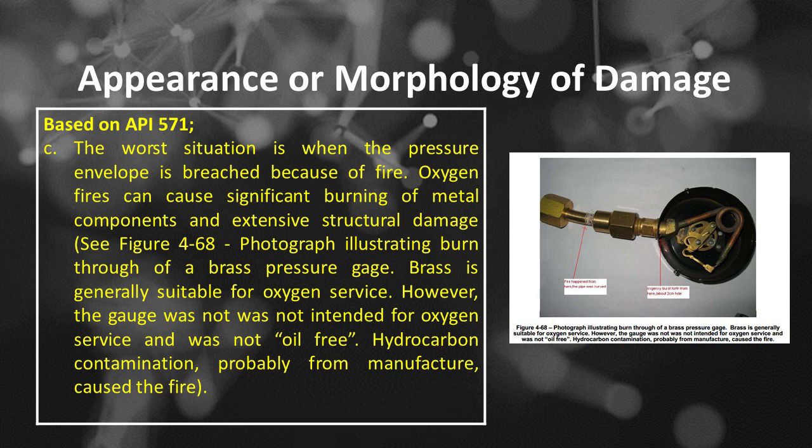See Figure 4.68, photograph illustrating burn-through of a brass pressure gauge. Brass is generally suitable for oxygen service. However, the gauge was not intended for oxygen service and was not oil-free. Hydrocarbon contamination, probably from manufacture, caused the fire.